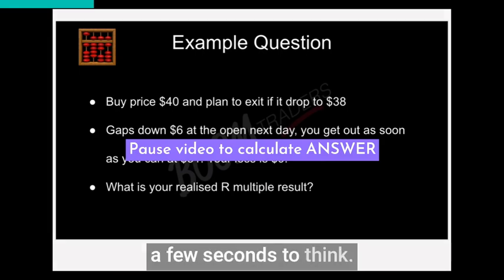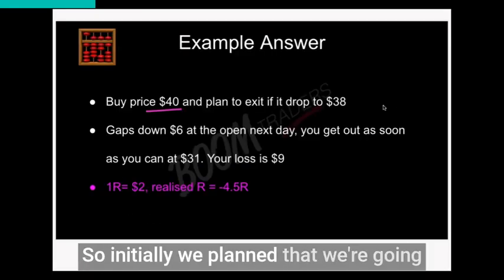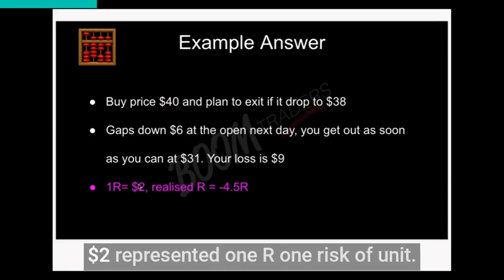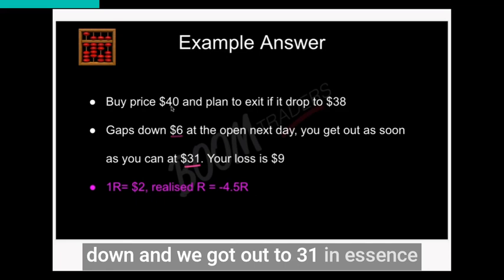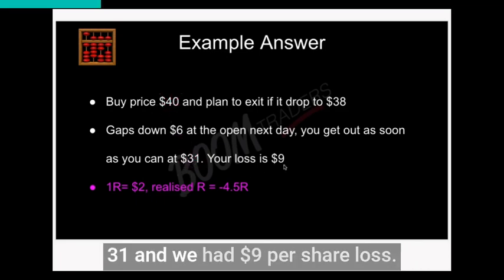I'm just going to give you a few seconds for you to think. As you can see, here is the answer. So initially, we planned that we're going to exit at $38, the $2 difference, and $2 represented 1R, one risk unit. However, because the stock gapped down and we got out at 31, in essence, from the 40 we bought, we sold at 31 and we had a $9 per share loss.